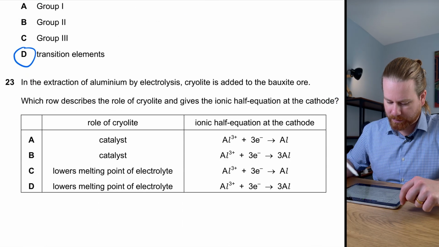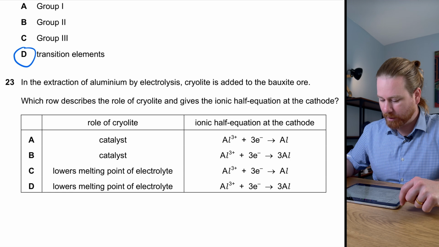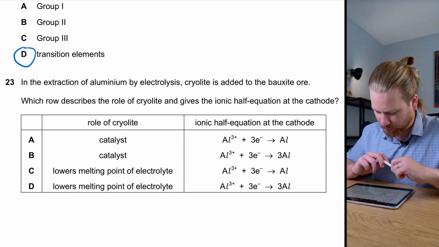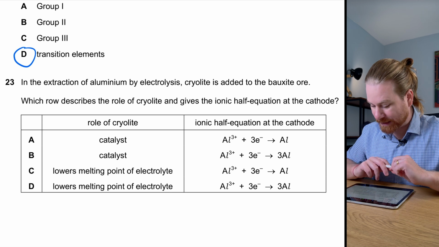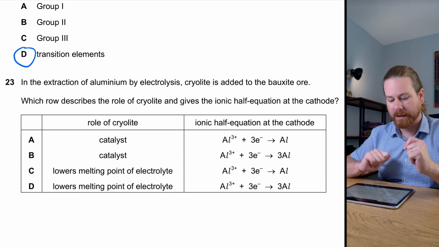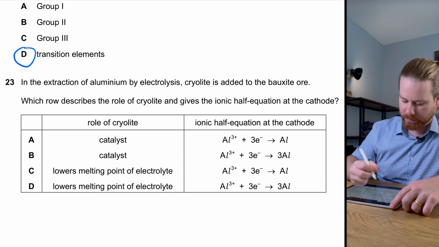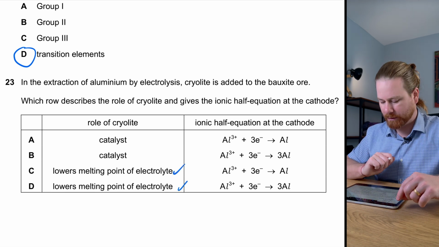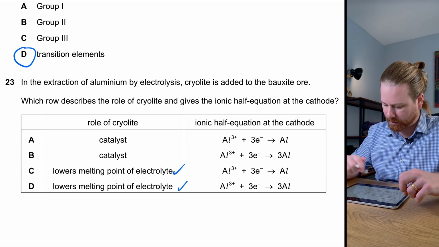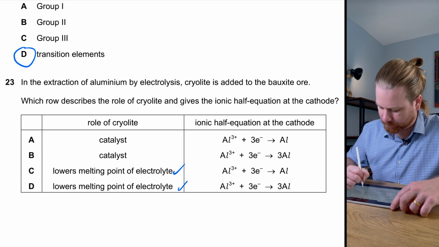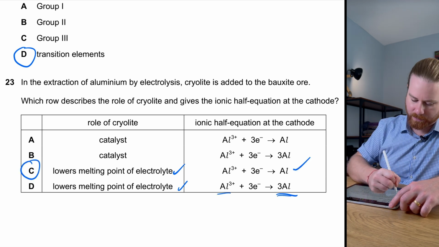Okay, in the extraction of aluminium by electrolysis, cryolite is added to the bauxite ore. Which row describes the role of cryolite and gives the half equation for the cathode? Well, it is lowering the temperature, so it has to be either C or D. And what's going on at the cathode? Well, that doesn't make any sense at all. How can that become that? So it has to be this. There we go.